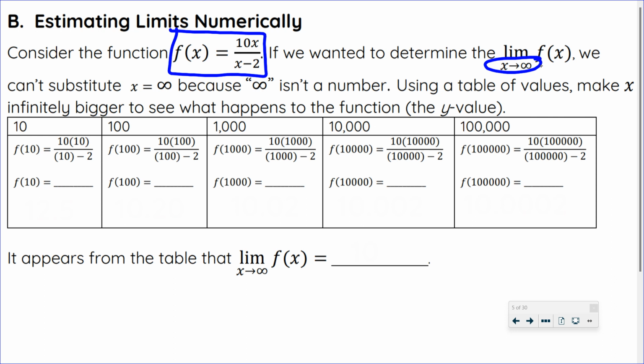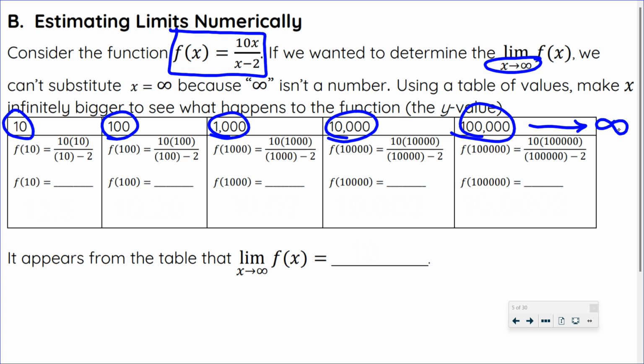Now we can't just sub in infinity because it isn't a number. But what I can do is sub in x values that get bigger and bigger. For example, 10, and then 100, and then 1,000. And I just keep getting bigger and bigger, approaching infinity. And I want to look at what's happening to my function, or my y value.